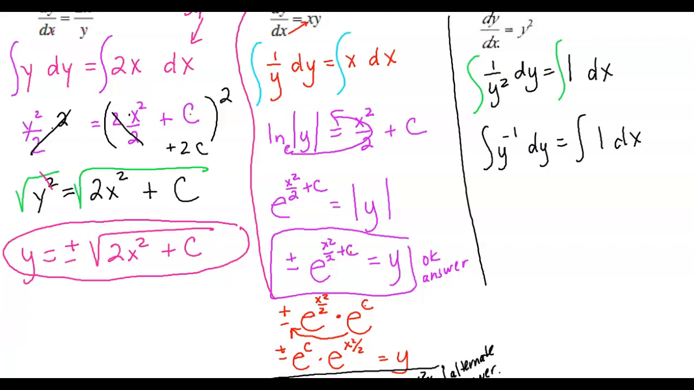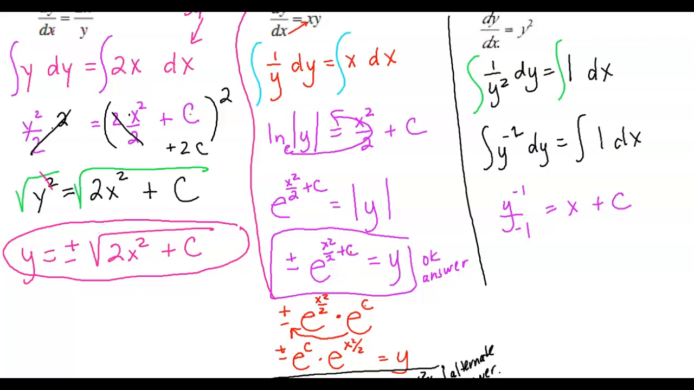Oops, why did I write that? I'm already one step ahead of myself. That's a 2. So I'm going to add 1, which is -1, divide by -1. On this side, I integrate 1 with respect to x, and I always get that plus c.